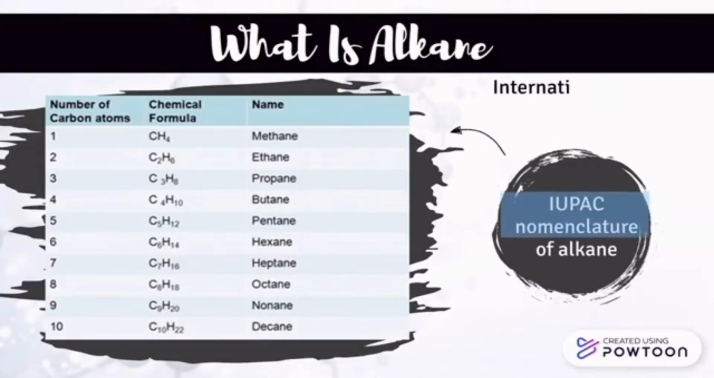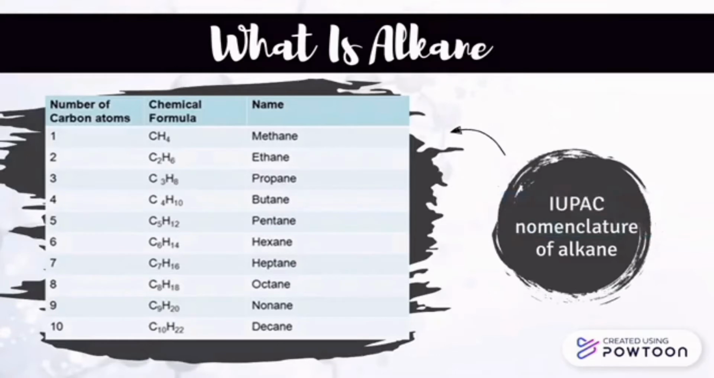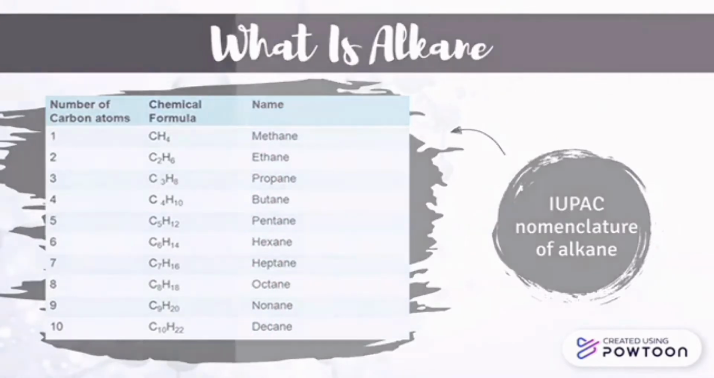IUPAC nomenclature is the international standard of naming an organic compound to give each structure a unique name. For every organic compound, we use the same prefix for the first syllable like meth, eth, prop, but, pent, hex, and more. The only thing that will differentiate their functional group is the last syllable of the name.